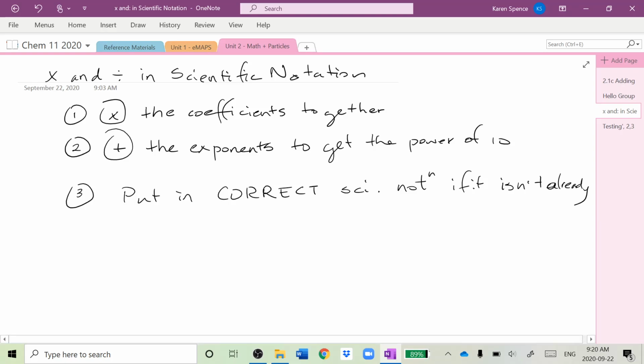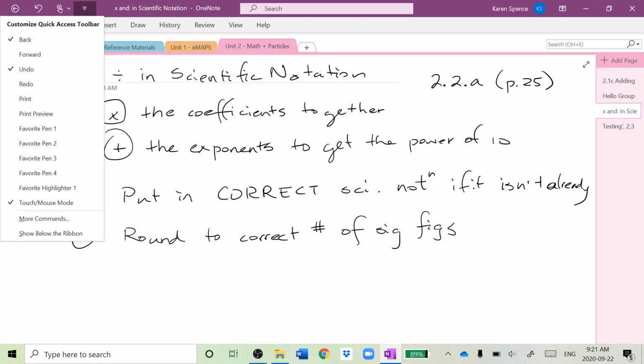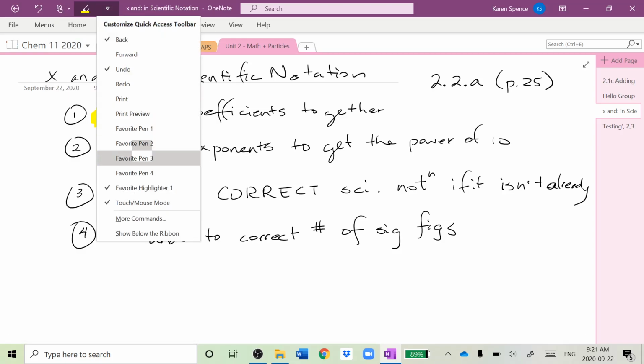Oh, and by the way, this is 2.2.A on page 25. There we go. And finally, you will round to the correct number of sig figs. And because we are multiplying, we are going to use the multiplication rule for sig figs.